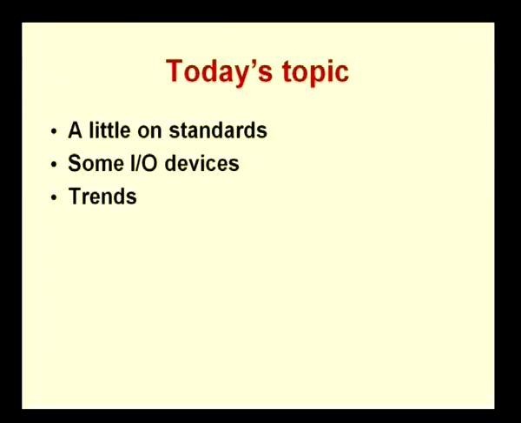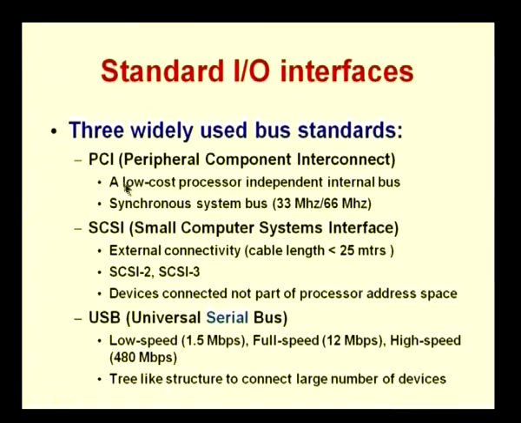So what we will be looking at in today's lecture is a little bit on some I/O standards. We will also look at some I/O devices and some trends with respect to I/O devices. When we talk of standard I/O interfaces, there are three widely used bus standards that we normally hear about. One is the PCI, the Peripheral Component Interconnect Bus. Second is the SCSI, the Small Computer Systems Interface Bus, and then we have the USB, the Universal Serial Bus. I am sure that most of you would have heard of the USB, even if you have not really heard of the PCI and the SCSI.